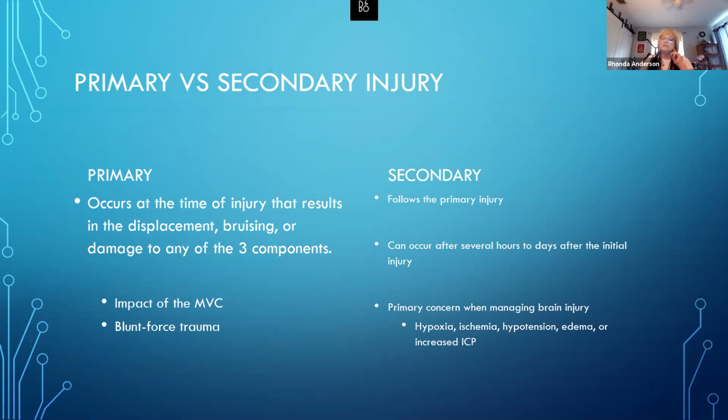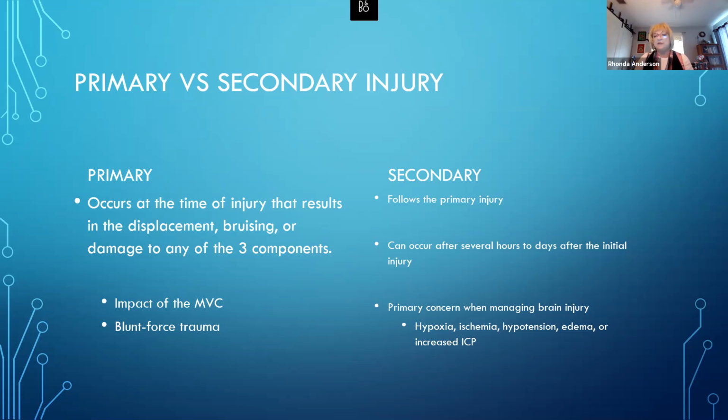Now we have primary versus secondary injury. Primary injury is the damage that occurs at the time of the injury. That's due to either displacement, bruising, or damage to any of the three components. So it's, for instance, blunt force trauma or the impact from a motor vehicle crash. That's primary. There's not a lot we can do about it. So our focus is on secondary. The secondary injury is what follows the primary injury, and it can occur several hours to days, up to 72 hours after the initial injury.